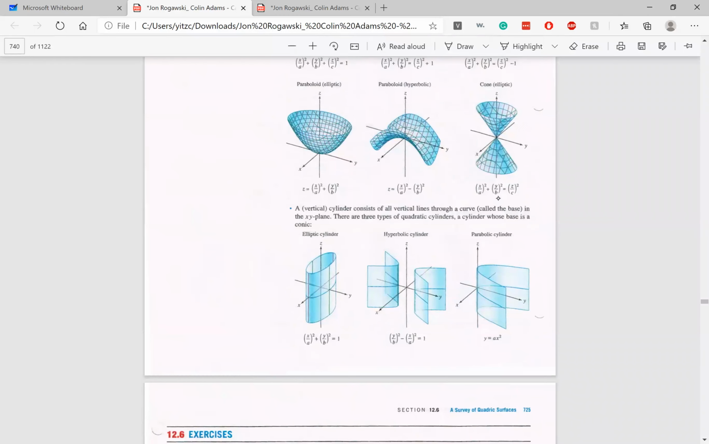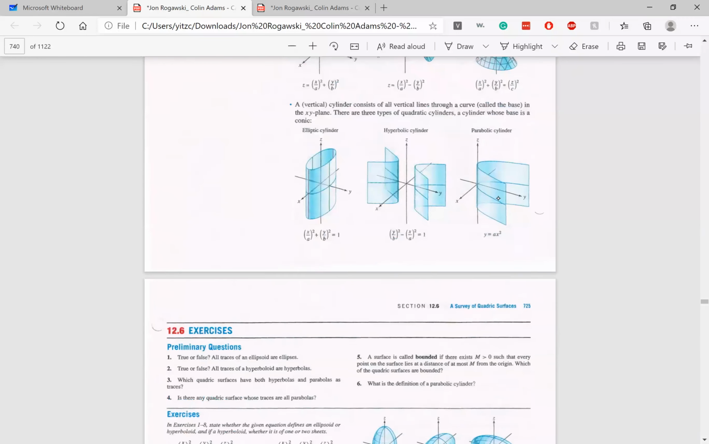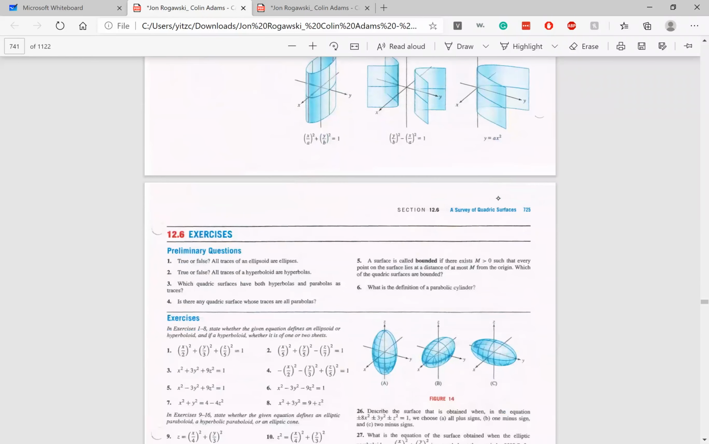Then you have the elliptical cylinder, the hyperbolic, and the parabolic cylinder. Okay, any questions about any of this?